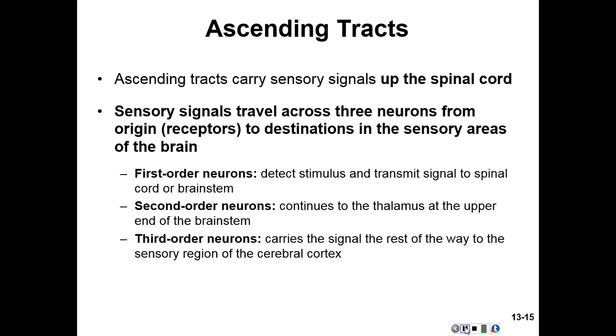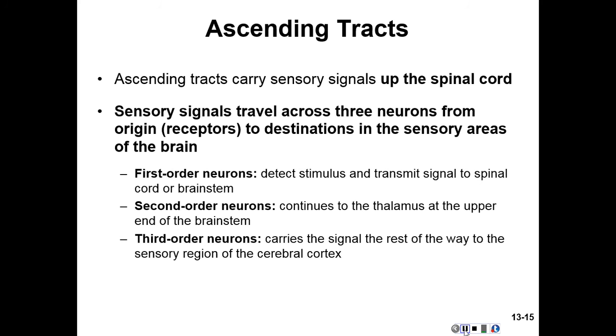Alright, ascending, we talked about carrying sensory information up the spinal column. You got first, second, and third order neurons. It's almost like a track meet where you're going to be passing the baton. Your first order neuron detects the stimulus from the exterior. It's going to transmit that impulse into the spinal cord, where it's going to form a first neuronal synapse.